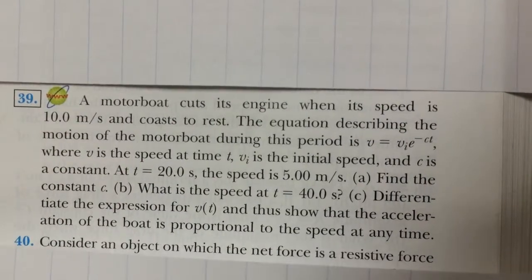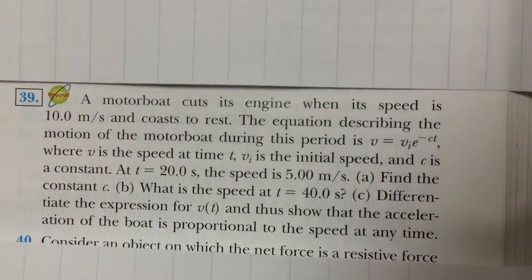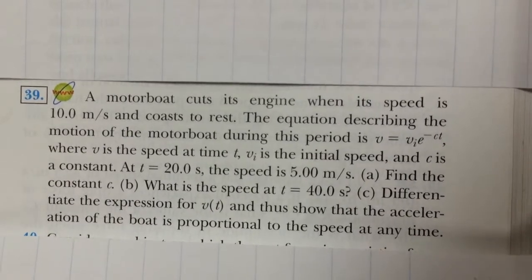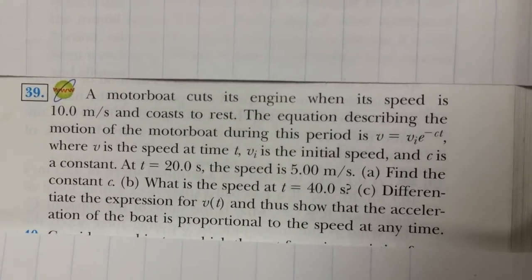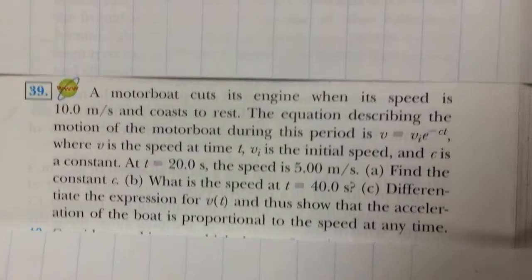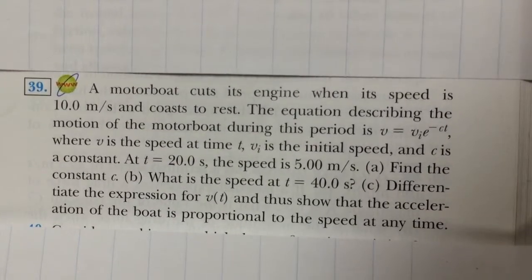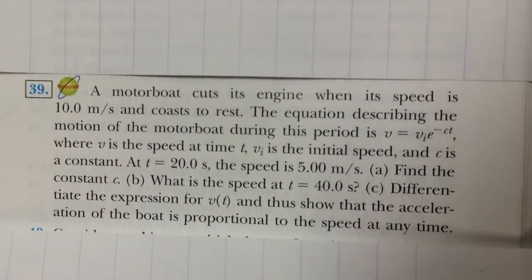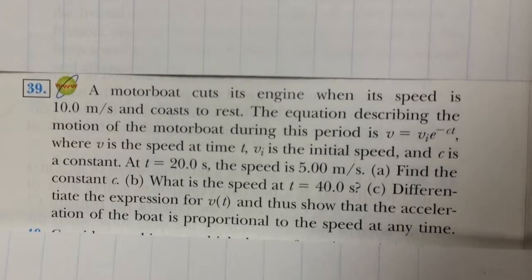Number 39. A motorboat cuts its engine when its speed is 10 meters per second and coasts to rest. The equation describing the motion of the motorboat during the period is v equals initial velocity times e to the negative constant times time, where v is the speed at time t, v initial is the initial speed, and c is a constant. At t equals 20 seconds, the speed is 5 meters per second.